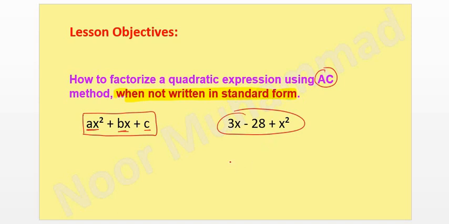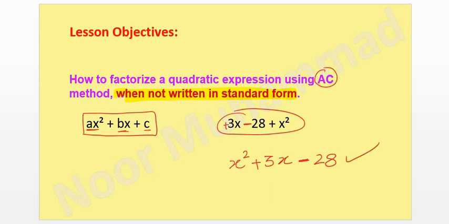So how will we arrange it? First of all, we are going to rearrange the terms. So the positive x squared term will be in the beginning. Then we have positive 3x, so next we write the x term, positive 3x. Then we have negative 28, this is the constant term, it will be written in the end. And this positive sign, if it's in the beginning, you write it or you do not write it, it's the same thing, right? So now it's in the standard form.